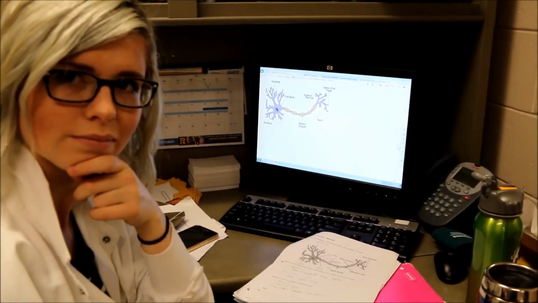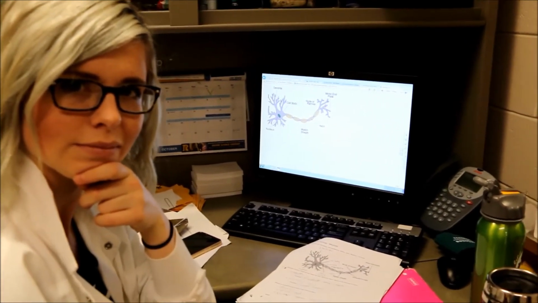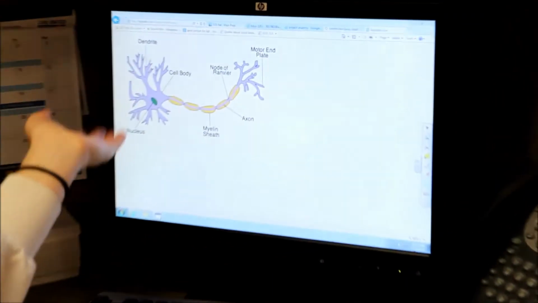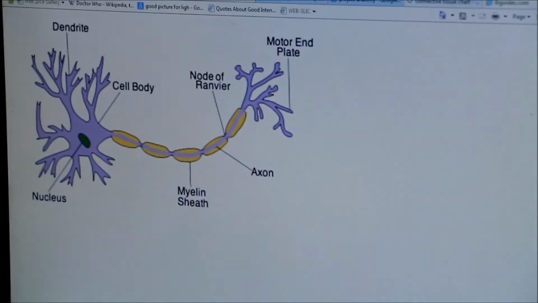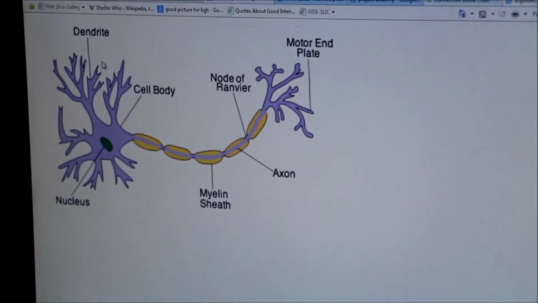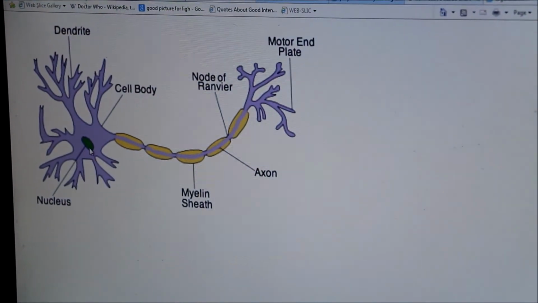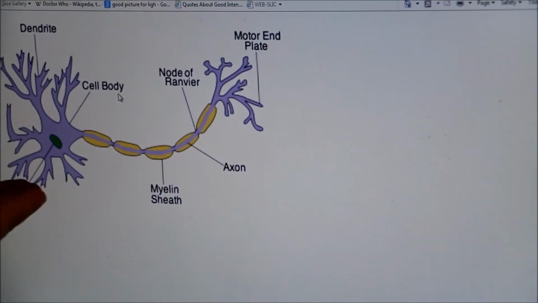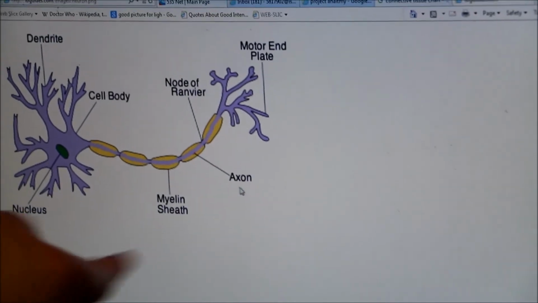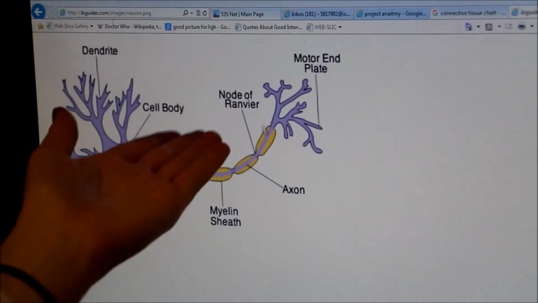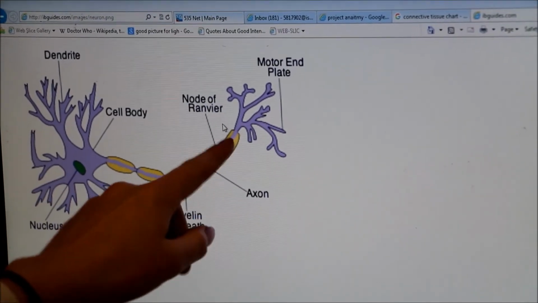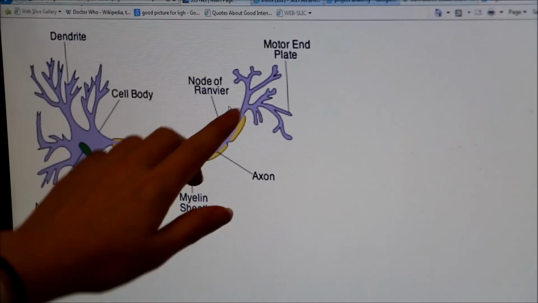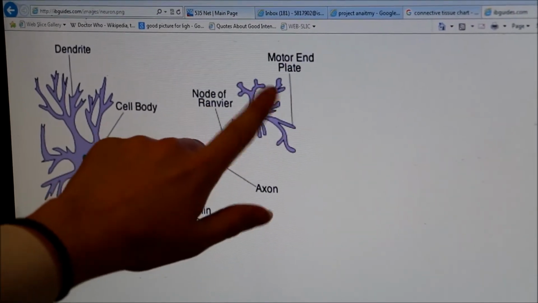I don't quite understand. Could you explain it a little more for me? Yes, of course. Let's look at the structure of the nervous tissue, the neuron. So here we have the dendrites, and this is the nucleus. Here we have the cell body, the myelin sheath, the axon, the node of Ranvier. Inside of these, which you can't see, are the Schwann cells, and then out here are the axon terminals. Does that make it more clear?